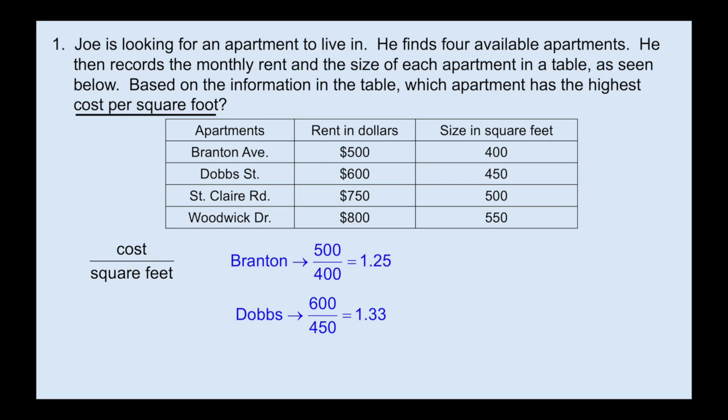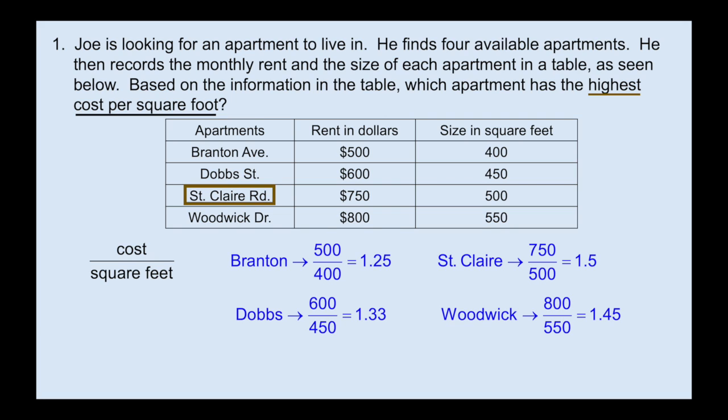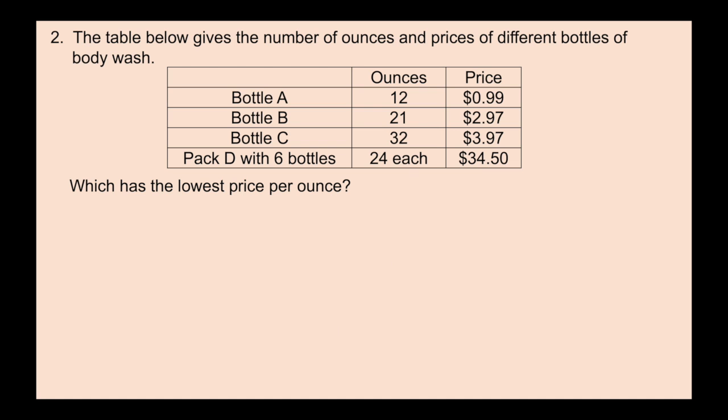So for Dobbs Street, we would be looking at 600 divided by 450, and that's going to give me 1.33. For St. Clair, it would be 750 divided by 500, which is 1.5. And for Woodwick, it's 800 divided by 550, which is going to be 1.45. So now if I'm looking for the highest cost per square foot, that's going to end up being St. Clair Road, because that one is going to be $1.50 per square foot.